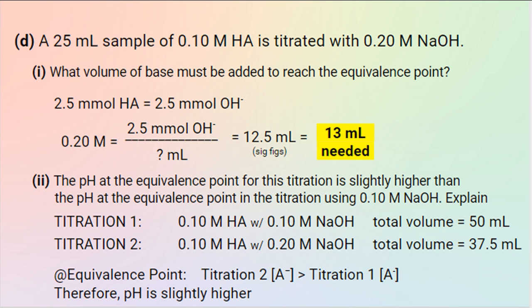In Part D, a 25 milliliter sample of 0.10 molarity HA is titrated with 0.2 molarity NaOH. Part I asks us what volume of base must be added to reach the equivalence point.